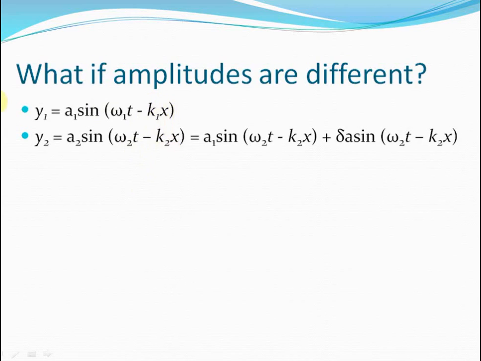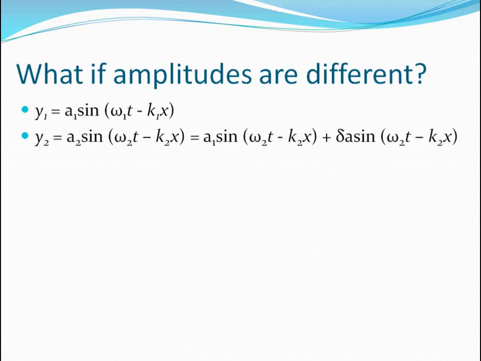Now we can write a2 sine omega 2t minus k2x as a1 sine omega 2t minus k2x plus delta a sine omega 2t minus k2x. That is, we can say that a2 is a1 plus delta a. In this case, whatever we'll derive right now will hold true only when the amplitudes are not very different from each other. Like, maybe one of the amplitudes is like 5% more than the other amplitude, maybe 10% more, but definitely not 100% more than the other amplitude.